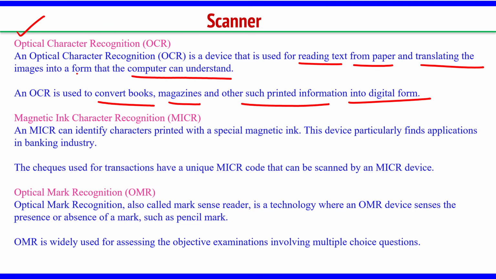Then we have magnetic ink character recognition, MICR. A MICR can identify characters printed with a special magnetic ink. OCR also does the same thing, but MICR is a specialized scanner. This device particularly finds applications in the banking industry. So checks used for transactions have a unique MICR code that can be scanned by a MICR device.